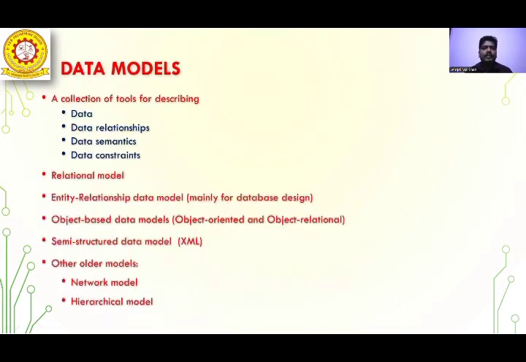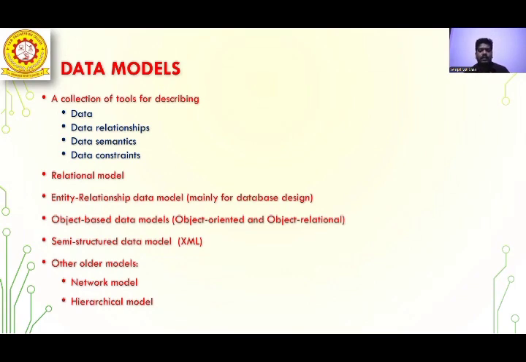And next we will see the data models. Let us understand data models. A data model is a collection of tools that is used to describe the data and describe the data relationships, the data semantics, and the data constraints. And we can see the types of data models. There are several types of data models available. In that, the first one is relational data model, and second is entity data model.